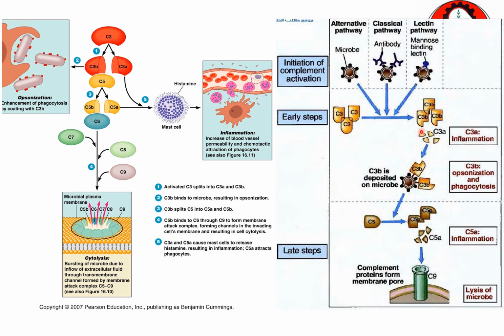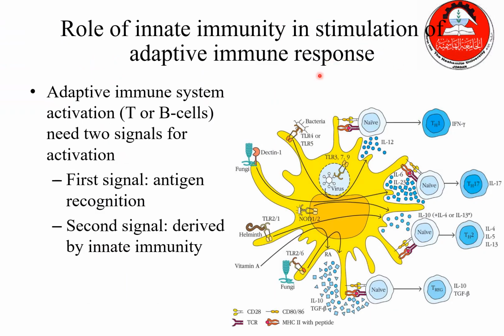C3B يكون one of the components that leads to the formation of the C5 convertase, وبالتالي بيحول لنا C5 ل C5B اللي بيرتبط مع ال 6 7 8 9 وبعدين بيعمل لنا channel اللي حكينا جداره هون مكون من C9 and the end result is lysis of microbe. C5A inflammation, C3A inflammation, C3B opsonization and phagocytosis. So this is for the components of the innate immunity.